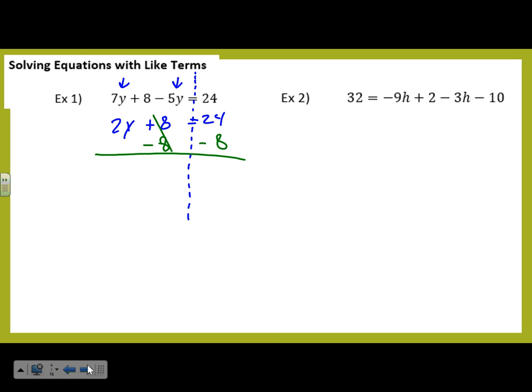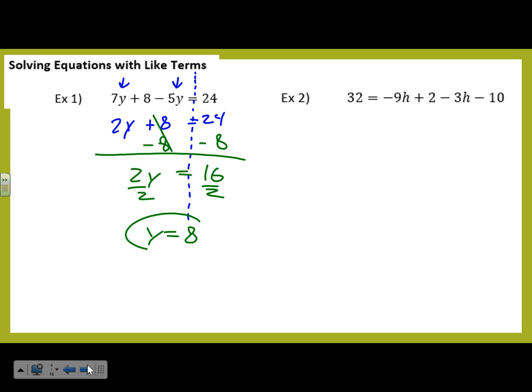So again, earlier with the y's, we just put those together. I didn't add or cancel anything. You just took 7y and the negative 5y, put those into one number. 24 minus 8, 16, and divide both sides by 2. This one we end up getting a nice even 8.